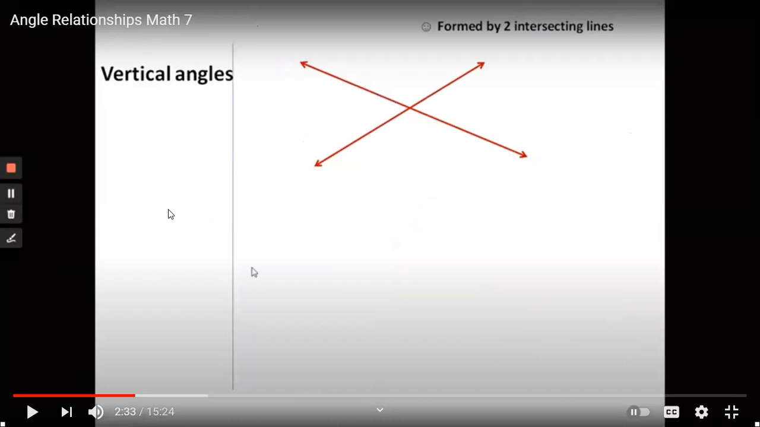Okay, let's move to the third one. What do you see in front of you now? Did you see this sign, like you have a cross? This one is called vertical angles. We have angles formed by intersecting lines, and we will say they are vertical angles.